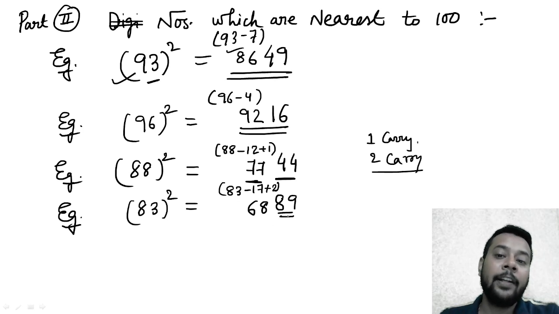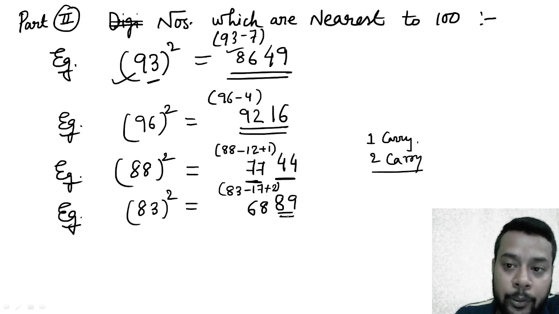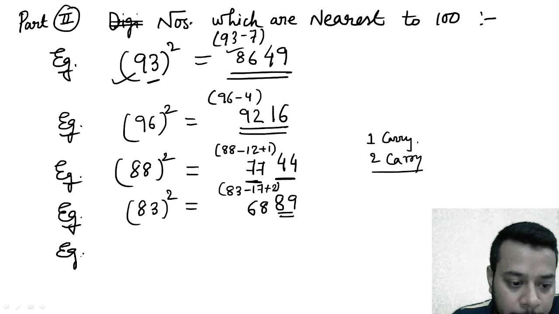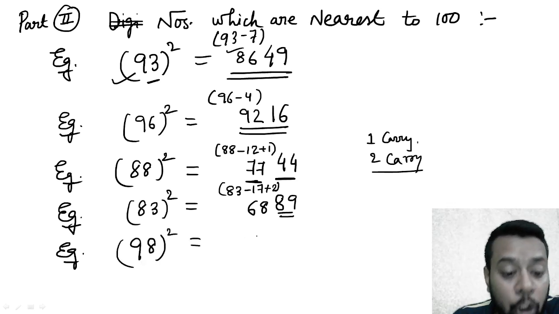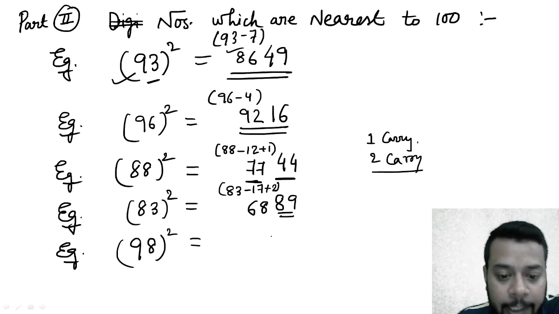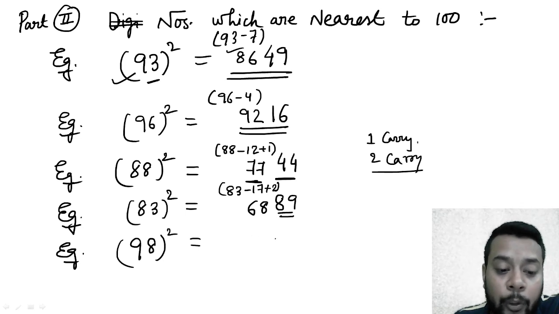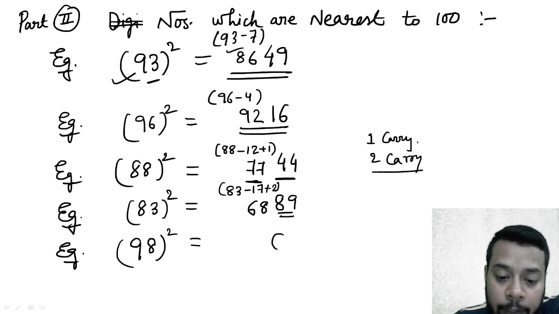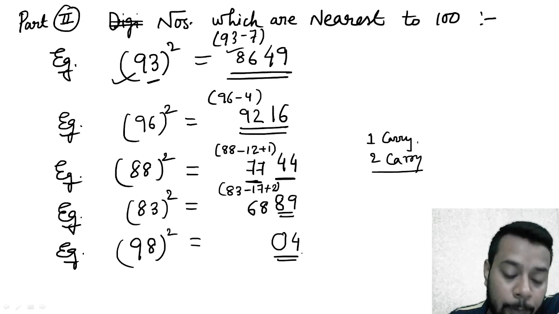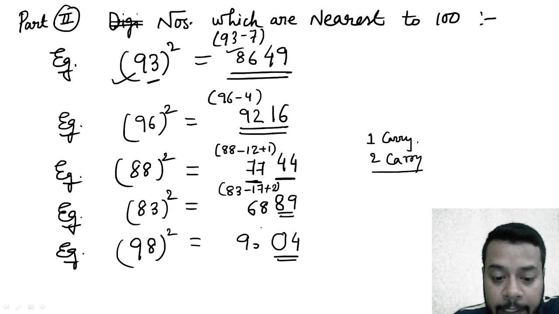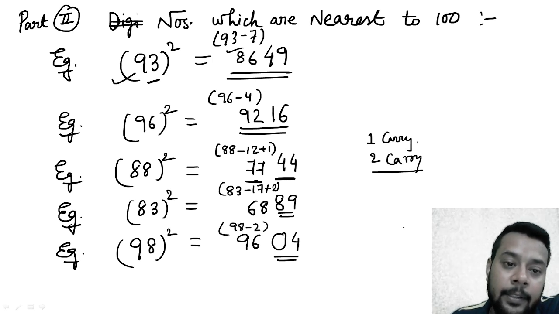So this is how we find the square of numbers which are nearest to 100. You can take one more example. Suppose 98 square. Since you know 98 is 2 less than 100, then the square of 2 is what? 4. Then as usual we will write the square value in the 2-digit form, that is 04. And that same 2 will be subtracted from 98, 98 minus 2, and we get 96.